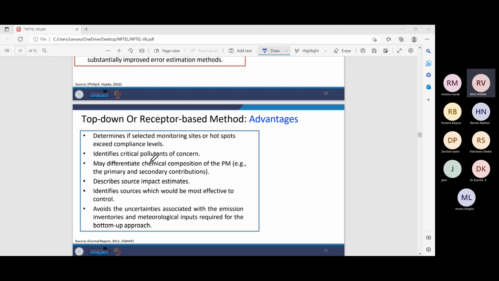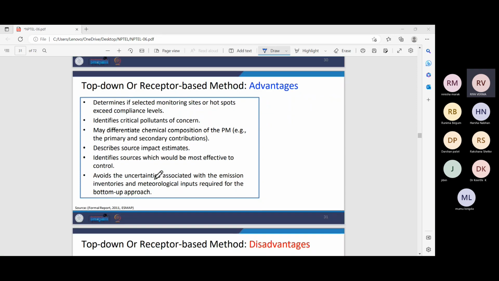Then we may differentiate the chemical composition of the particulate matter, for example, the primary and the secondary contributions. Then it describes the source impact estimates. Next, it also identifies the sources which will be most effective to control. And the last is that the uncertainties that were included in the bottom-up approach are avoided in this top-down method.